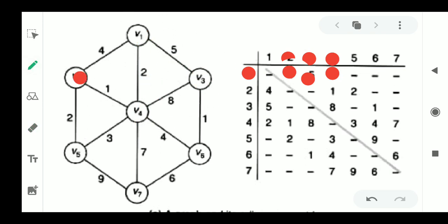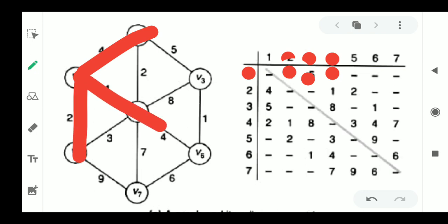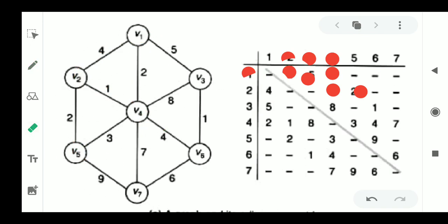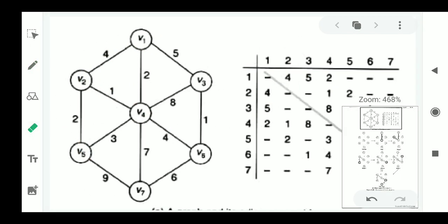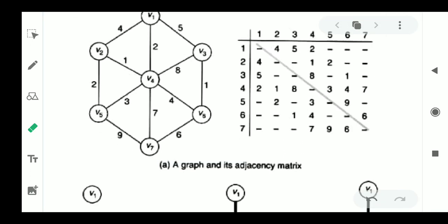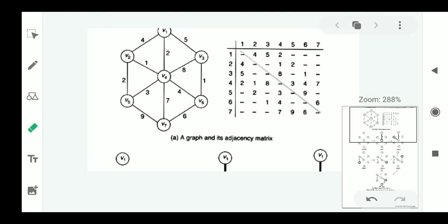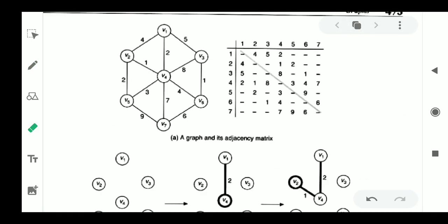Similarly, for V2, the directly connected vertices are V1, V4 and V5, so we filled only the V1, V4 and V5 values. This is how we take the values of the adjacency matrix. It is not mandatory to construct an adjacency matrix, but if you construct the matrix also, no problem. Then we will go for our general procedure for how to construct a minimum spanning tree.